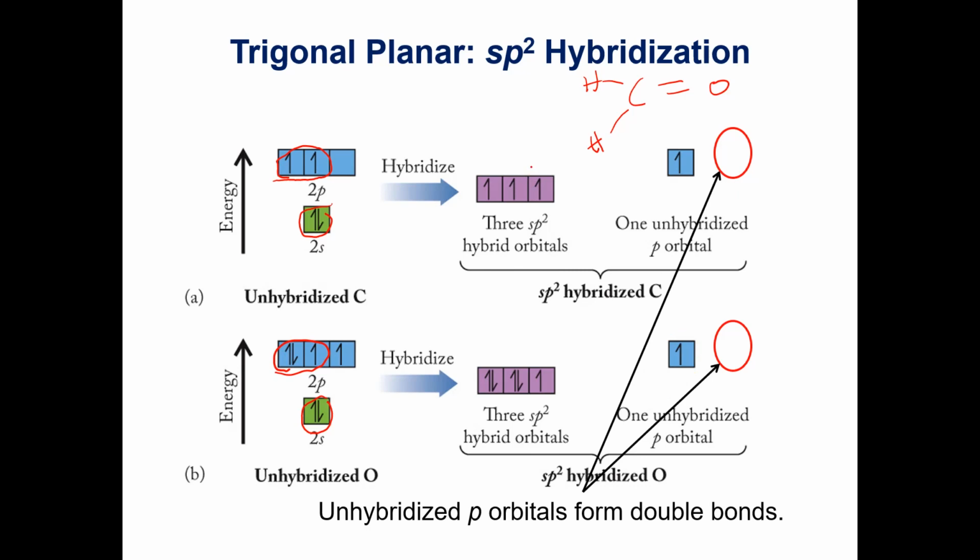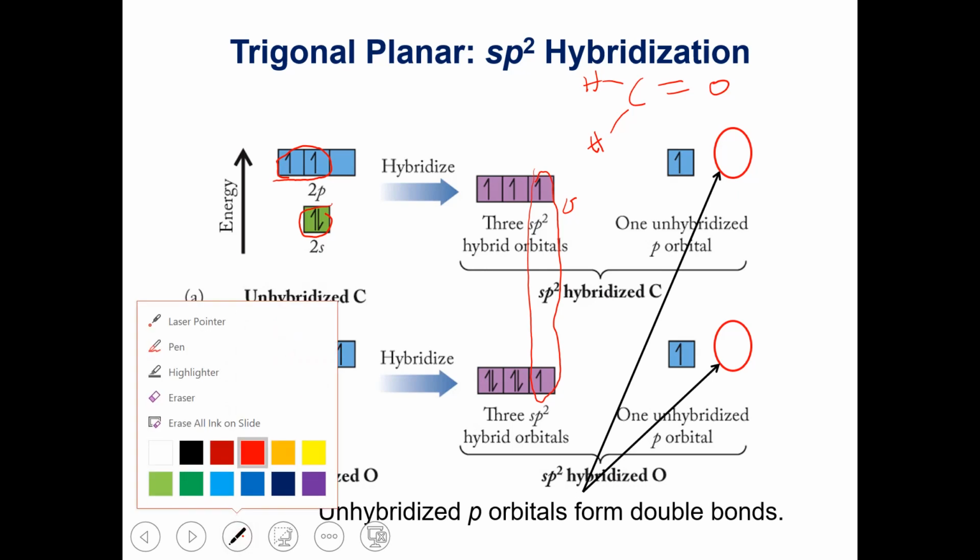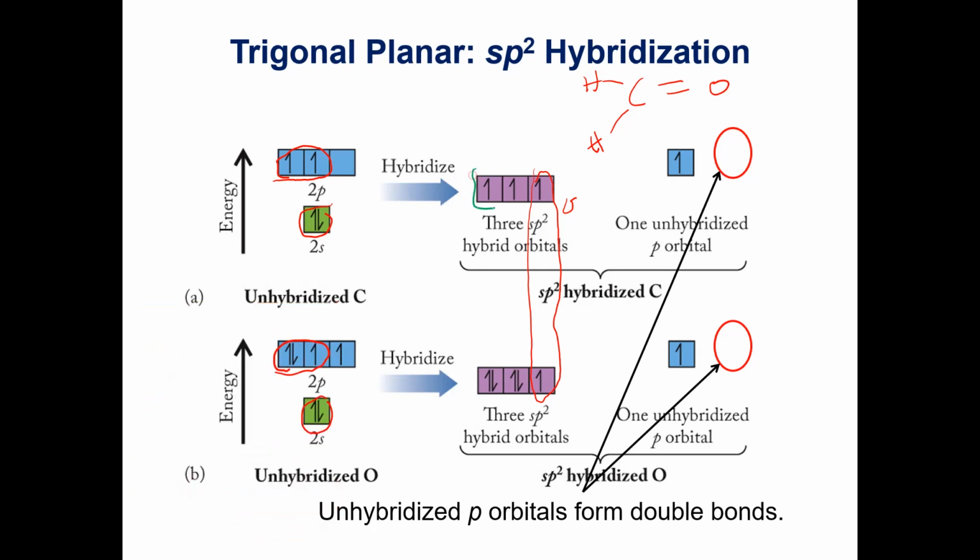So these two orbitals will form the sigma bond between carbon and oxygen, and these two orbitals will form the sigma bonds between carbon and hydrogen.